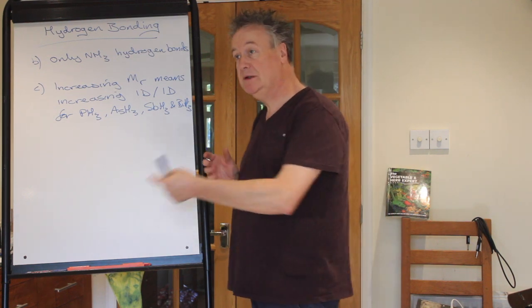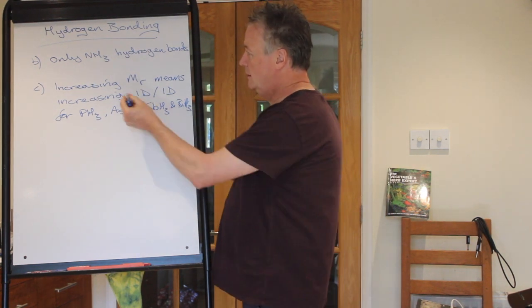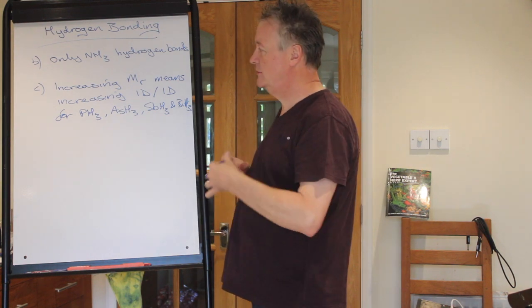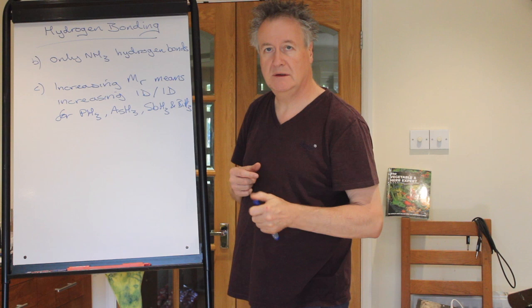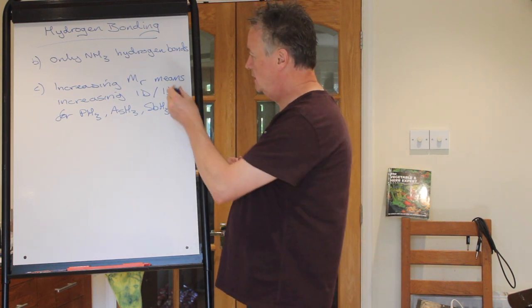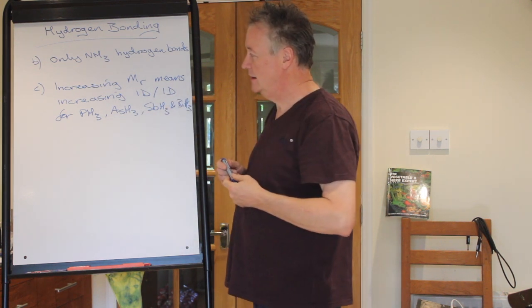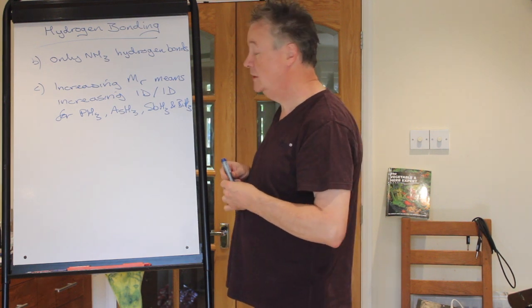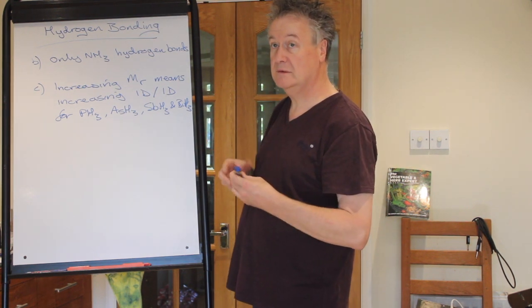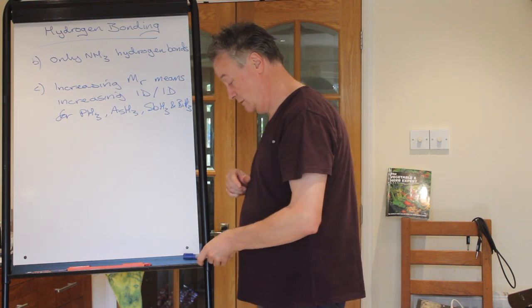The rest of them rise up because of increasing formula mass, increasing number of electrons, increasing instantaneous dipole, induced dipole for the remaining hydrides in group 5. You get the same thing in group 6 and the same thing in group 7 as well.